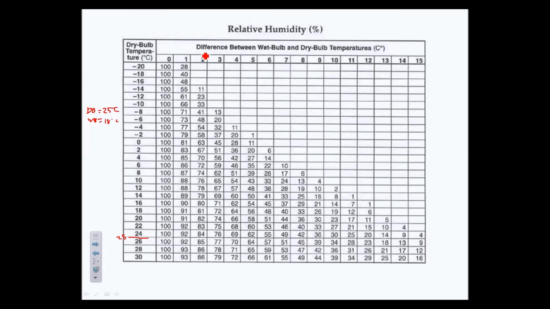Then we need the difference between the wet bulb and the dry bulb. So subtract these two, and you get a difference of 7 degrees Celsius. So a difference of 7, go down to where this crosses over, and it looks like we're going to be between 49 and 51, so the relative humidity in the classroom was 50%. That's all you do. Okay, that's all there is to it. You're just using your dry bulb and the difference between your dry bulb and your wet bulb.